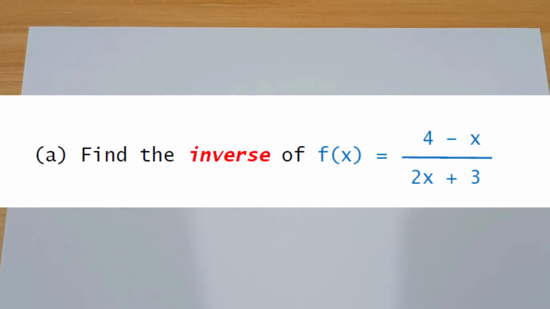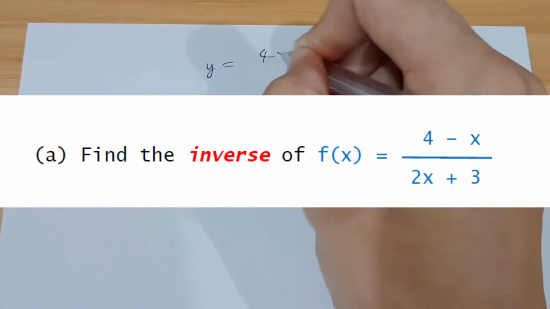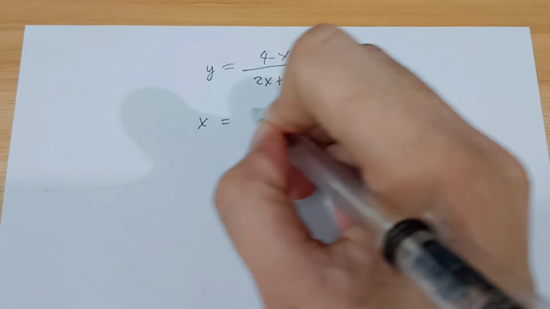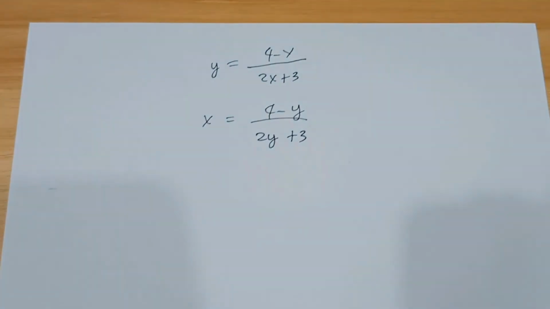Next problem, find the inverse of f of x. So, ito, madali lang siya. Ito ay 1-to-1 function din kasi naka first degree lang yung exponent ng x mo. So, set natin yung f of x to y, magiging ganyan siya. Tama.